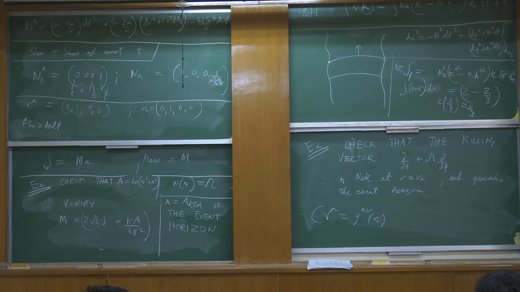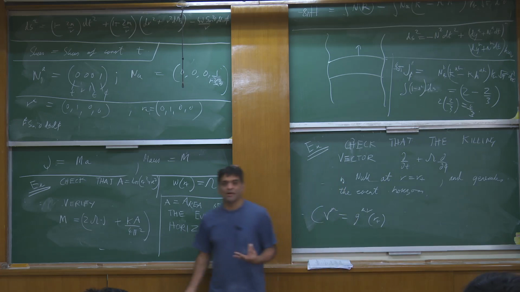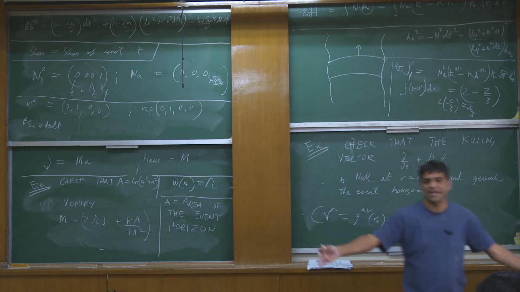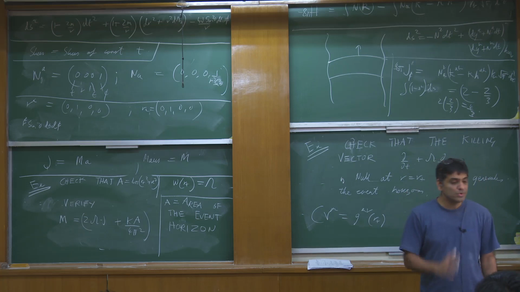It is actually a general property, and I don't know if we'll have the time to go through this now, but in later classes, it's a general property of stationary black holes that there is always a Killing vector field in space-time that reduces on the event horizon to the generators of that black hole.